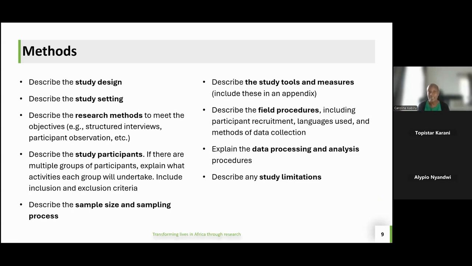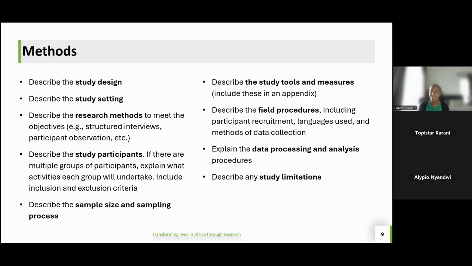Describe the study settings. Where are you going to be conducting the study, and why is it useful to conduct the study in that particular setting? Describe the research methods that you'll use to meet your objective. And so this might be that it will include structured interviews that will be done one-on-one.